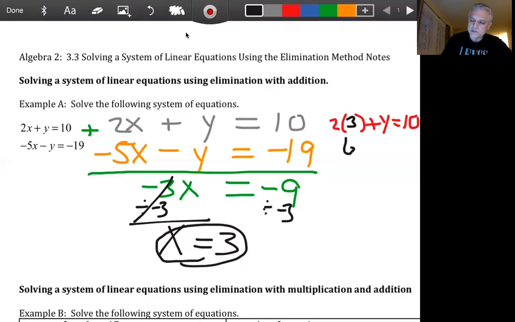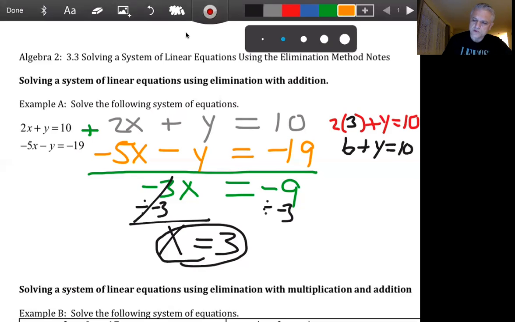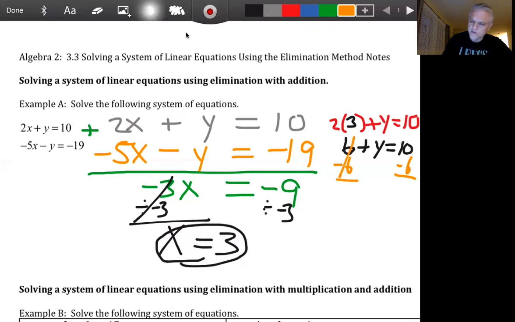So 2 times 3 is 6. Let's subtract both sides by 6, canceling that 6 out nicely. So I got positive y equals 10 minus 6, which is 4.